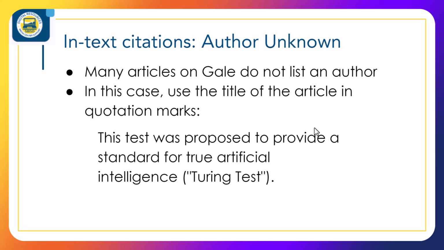Now let's look at a situation where the author is unknown. This is also very common, especially on Gale. Some of the reference authors do not list an author. In this case, you use the title of the article in quotation marks instead of an author's name. Let's look at this example. This test was proposed to provide a standard for true artificial intelligence ("Turing Test"). Okay? There were no page numbers, so I leave that out. It's just the title of the article.